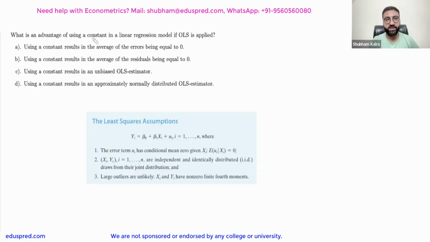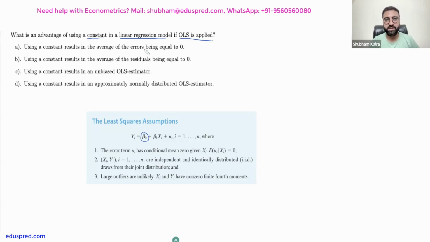What is an advantage of using a constant in a linear regression model if OLS is applied? First of all, note that by constant they mean the intercept term, which you can see over here is denoted by beta 0. They have not told us whether we are working with simple linear regression or multiple linear regression. However, it is not going to matter because the essence of the question is not affected by that.